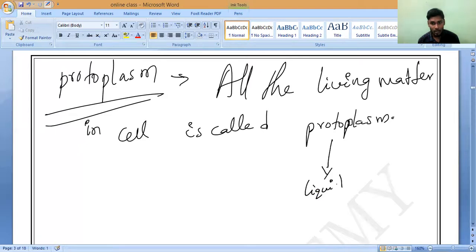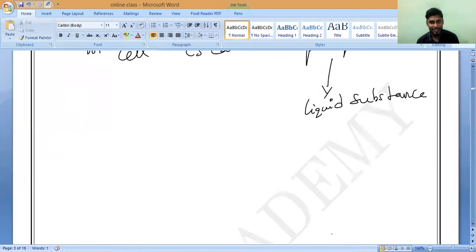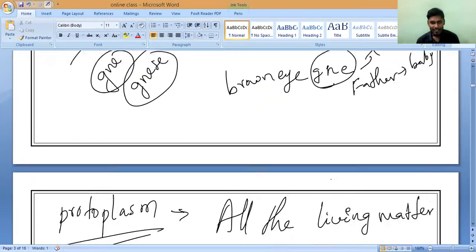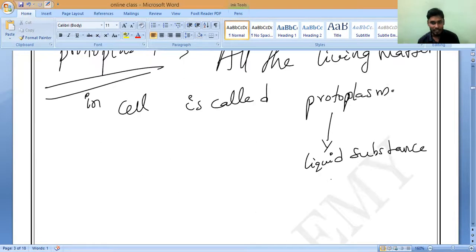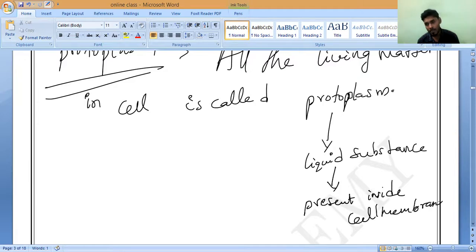Where is it present? It is a liquid substance present inside where? Inside the cell membrane. Is it yes or no? Yes, sir. Yes, that is what we can say. Protoplasm is a liquid substance which is present inside the cell membrane.